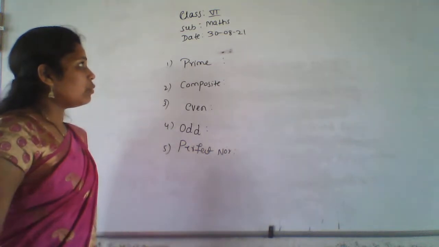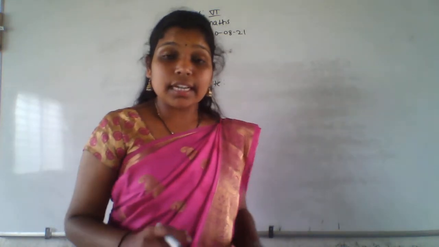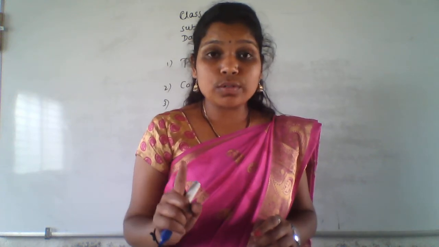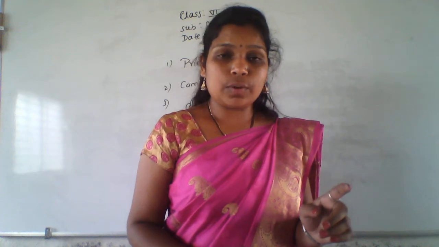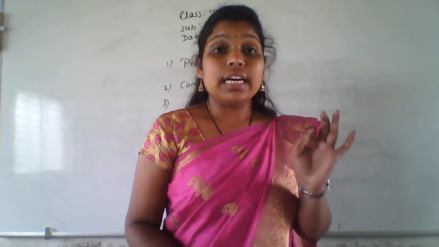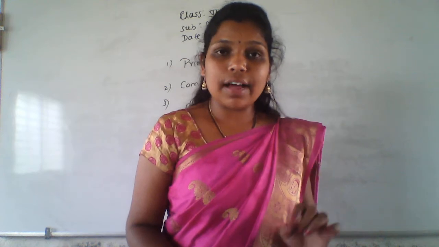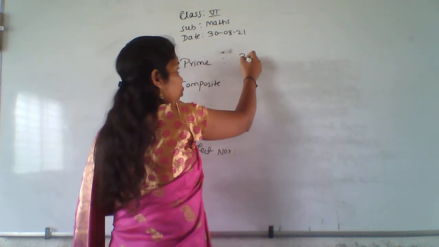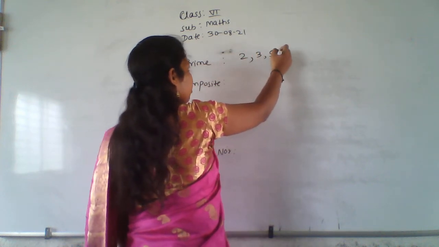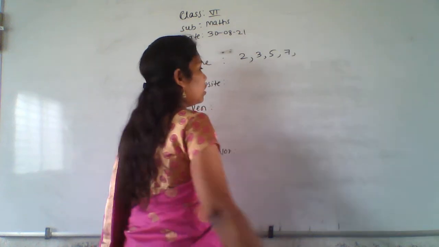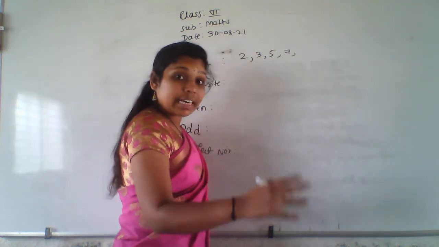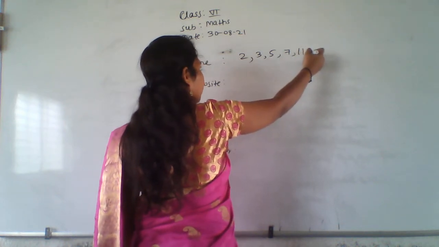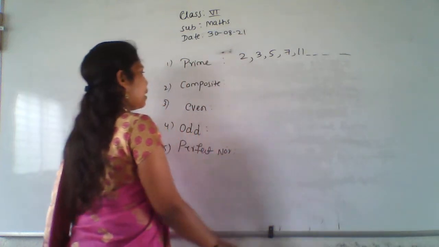Okay, see, you already know what prime number means. A prime number means the number which is divisible by itself and 1. Those numbers are called prime numbers. So it starts with 2 only. 2, 3, 5, next 7. 9 will not come because 9 is divisible by 3, right? 10 also not, then 11, and so on. These are the prime numbers.